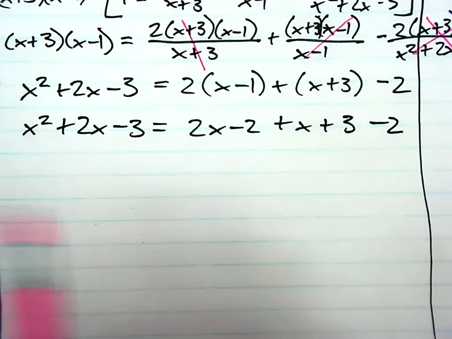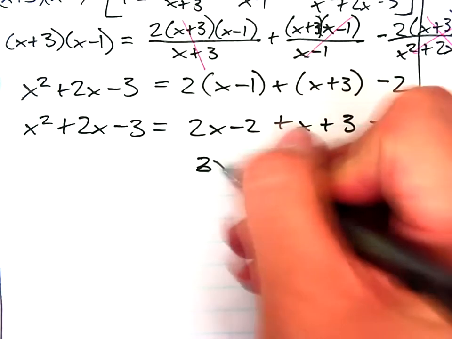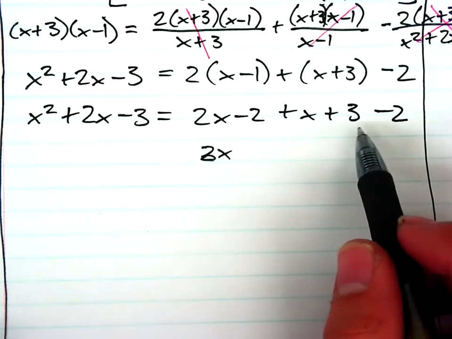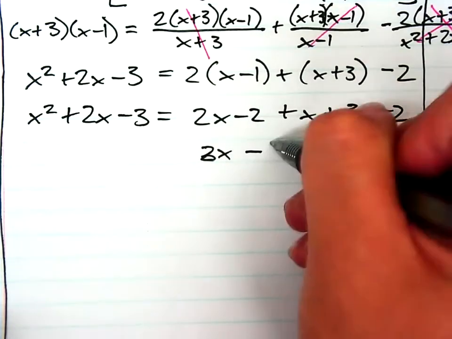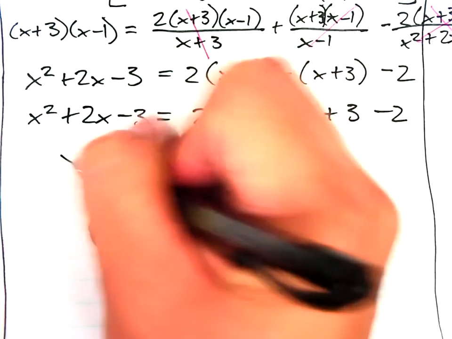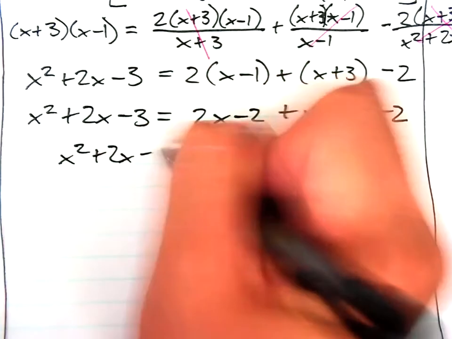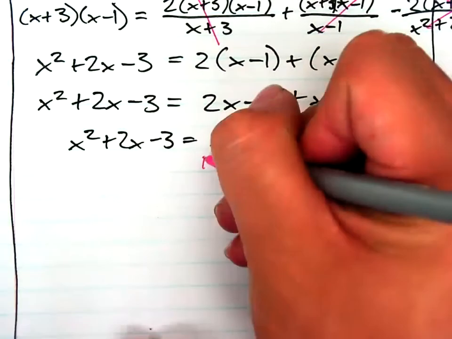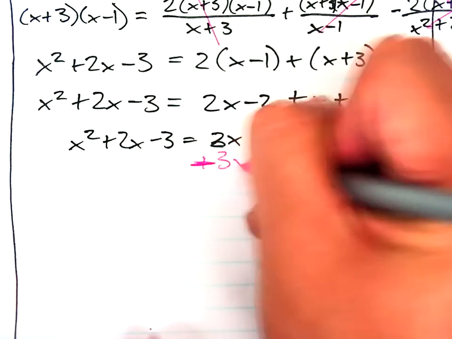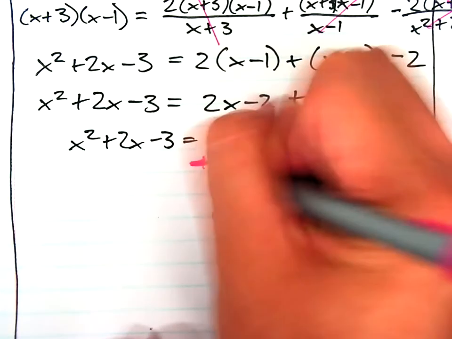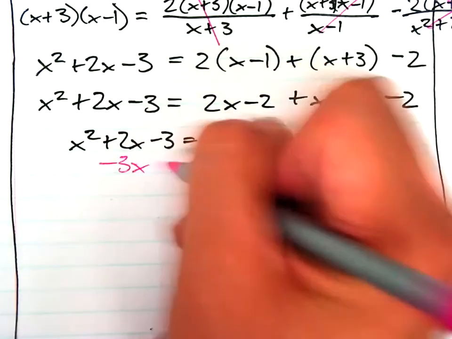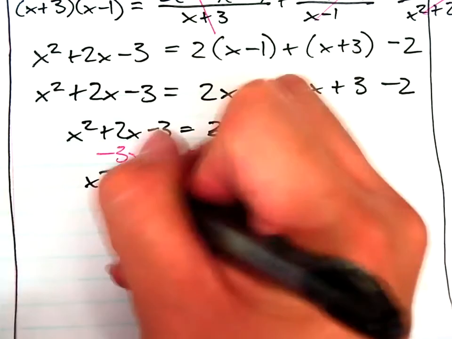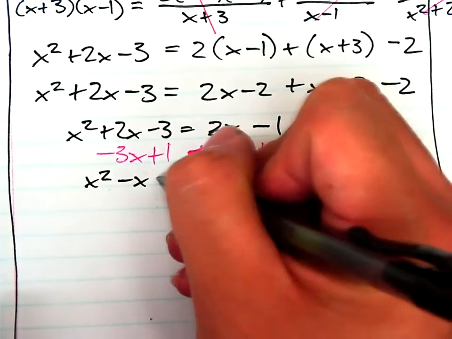Let's see, so this can be combined. 3x, negative 2 plus 3 minus 2, that's going to be minus 1, all equal to x squared plus 2x minus 3. We want to set these equal to 0 just like before, so I'm going to subtract 3x, add 1. Okay, so we have x squared minus x minus 2 equals 0.